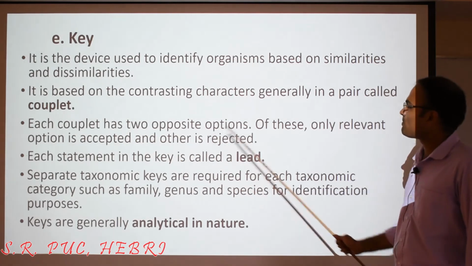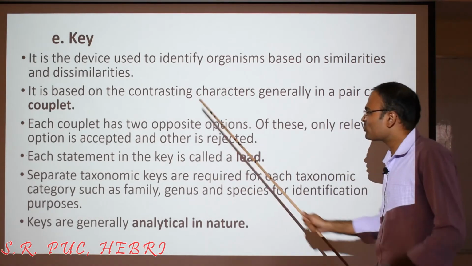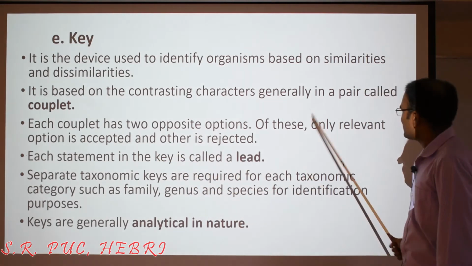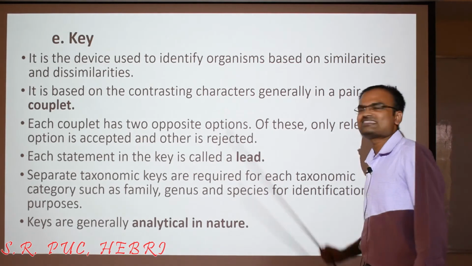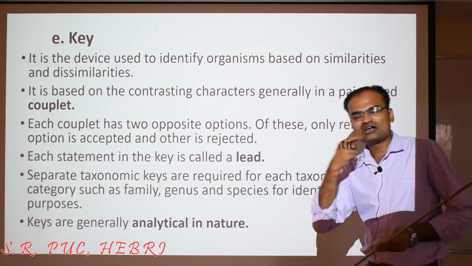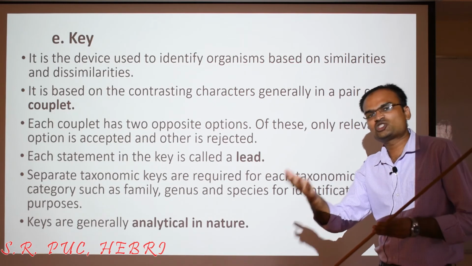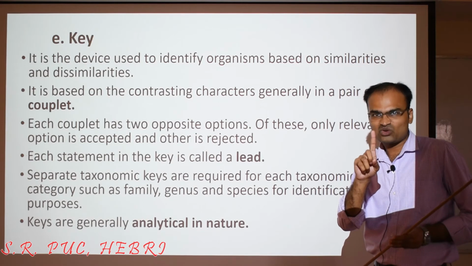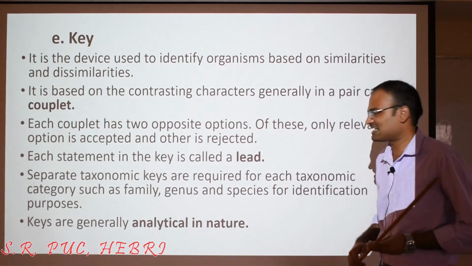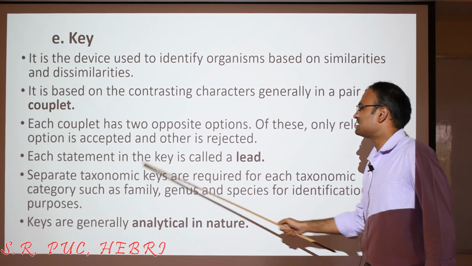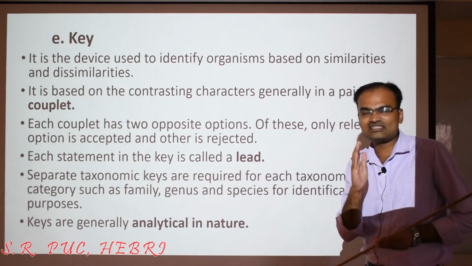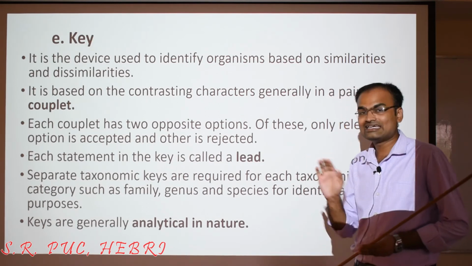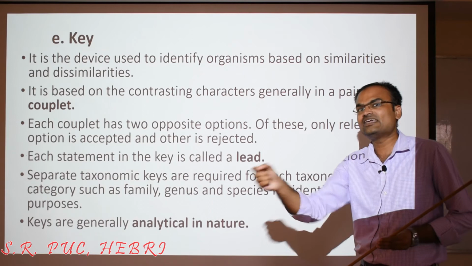Each couplet has two opposite options, because contrasting means two opposite characters. Of these, only the relevant option is accepted and the other is rejected. So if we have two contrasting characters and we match, it will always match with only one character, and the other character will be discarded or rejected. Each statement in the key is called a lead. Lead means the one character which is going to be matched with. It is called a lead, L-E-A-D. It is not to be confused with the metal lead.